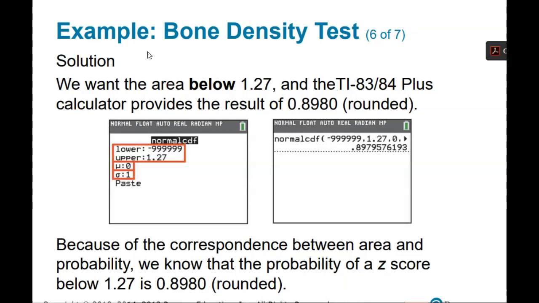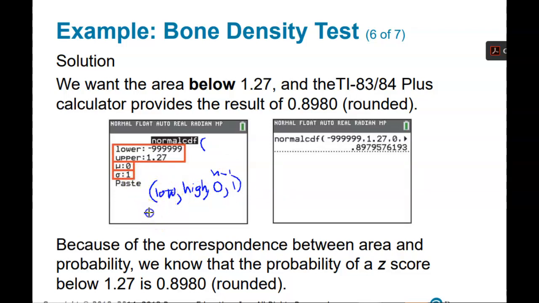If you're using an older operating system like the one in my calculator, you do normal CDF and you get a parenthesis after it. What you put in that parenthesis is the lower value, I'll just write low, and then the high value. In the case of this problem, the low value is negative 999,999. The high value is 1.27, and then you put a 0 for the mean, and then you put the standard deviation last. It goes in the same order, but you just have to list the numbers.